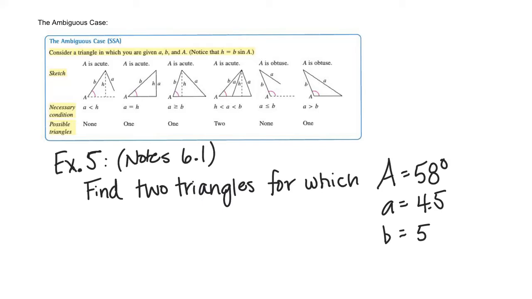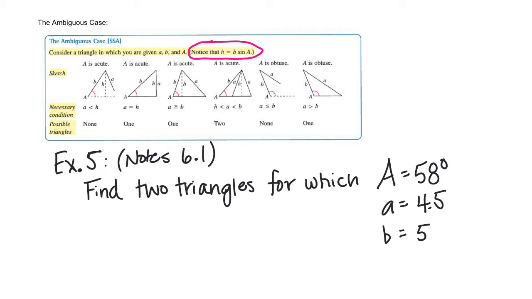All right, Precalc, here we have it, the ambiguous case. So this is what happens if you look at this box that I provided. The most important thing that we need to see here is this right here. It says, notice that h is equal to little b times the sine of A. So we have to put this in.